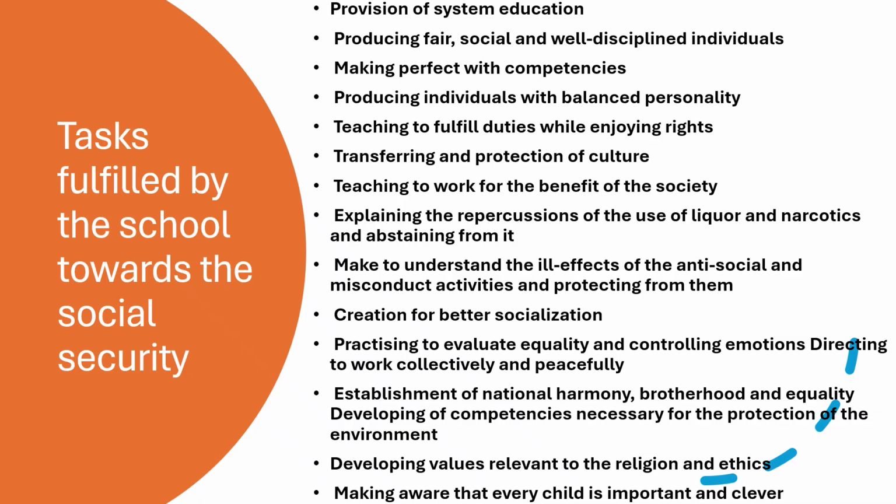Now we're going to talk about tasks fulfilled by the school towards social security. Provision of systematic education, producing fair, social, well-disciplined individuals, making perfect with competitions, producing individuals with balanced personality, stuff like that. You can see all of them right here on the screen. And remember, do not study, okay, maybe if you want you can study all of these, but I say just study at least 5 or 3 of these, because that's the maximum that might come for your term test.